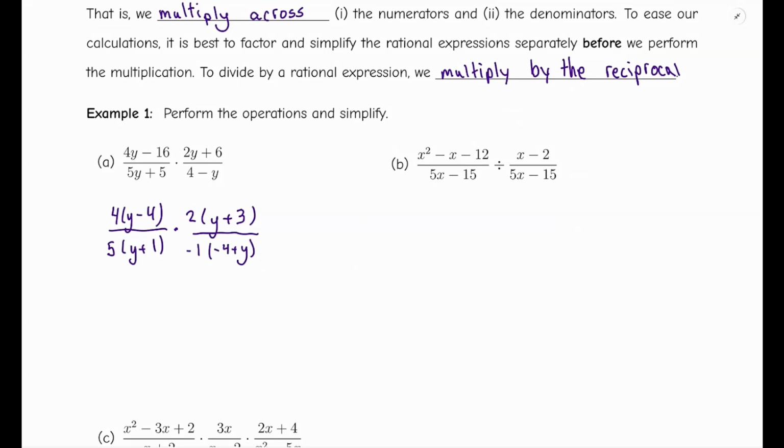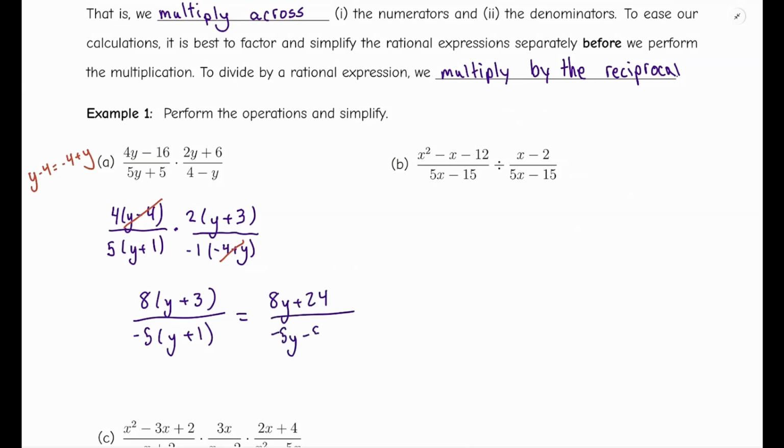Now, it doesn't look like I have anything I can cancel out until you realize that y minus 4 is the same thing as -4 plus y. Those two expressions are the same, so I can actually cancel those out. And now multiplying across, we get 4 times 2 is 8, y plus 3. 5 times -1 is -5, y plus 1. And for good measure, we can distribute, get 8y plus 24 over -5y minus 5.